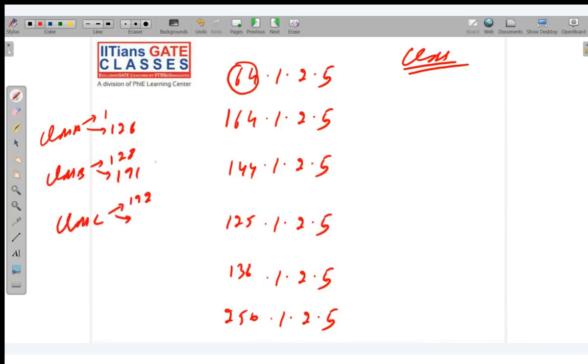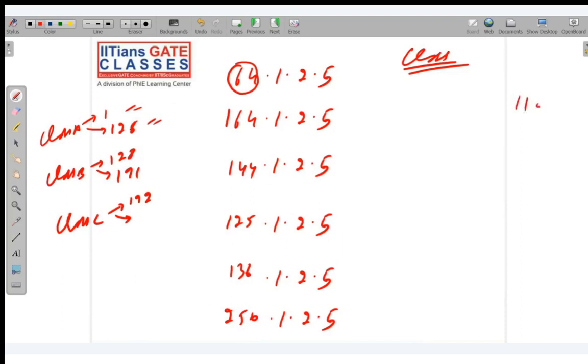I do not remember all these things. I am not by hearting. I am just doing mental calculations. Class A 1 to 126. Actually, it is from 0 to 127, but 0 and 127 are reserved. So don't worry about them. Class B, we will start from 128 and till what point we will go? 191. Now here class C 192. Till what point we will go?